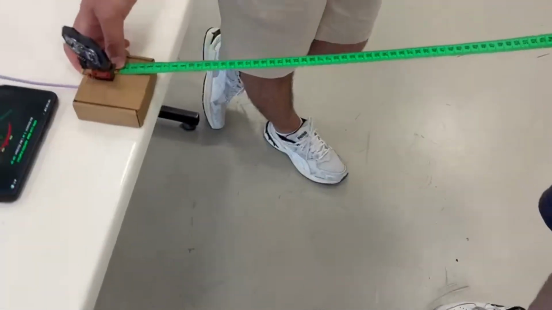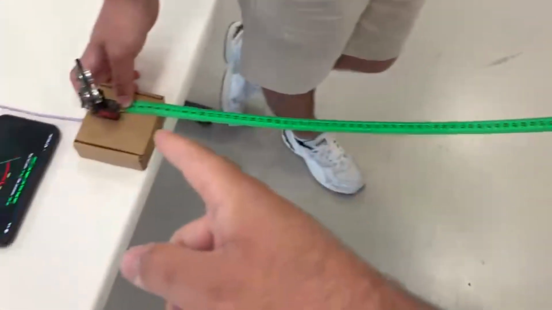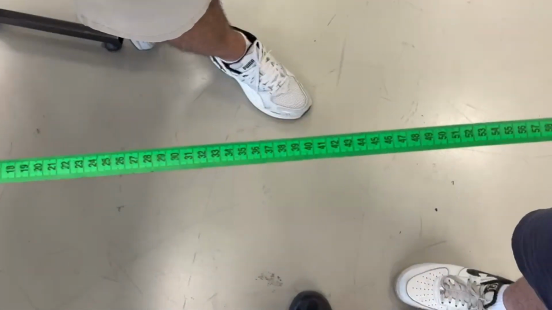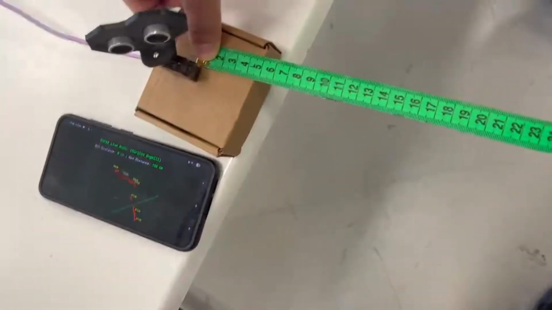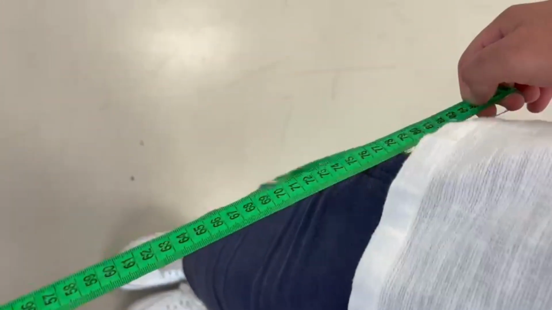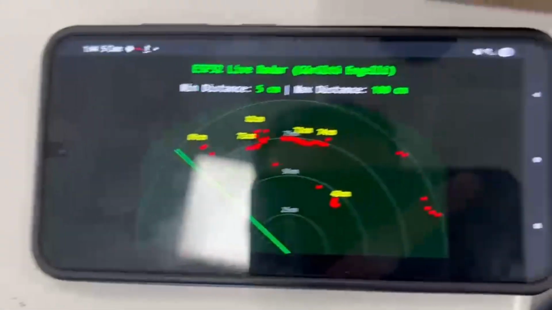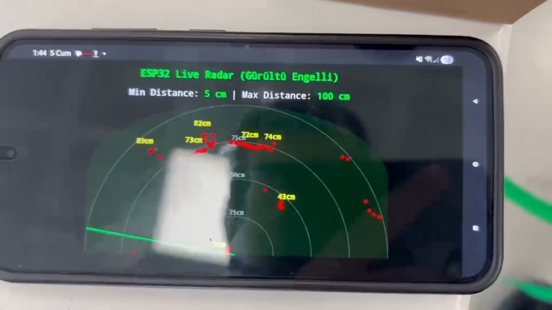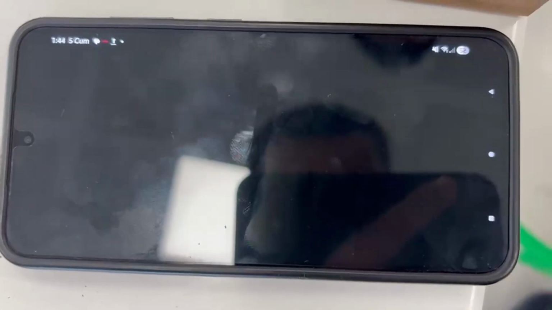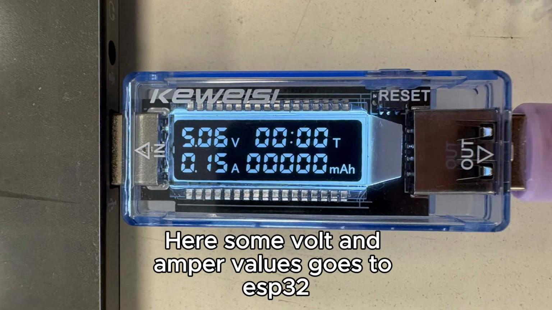Firstly, we measured the distance with tape, as you can see here. The distance from the sensor to the object is approximately 81 centimeters. Yeah, 81 centimeters, and we saw here 82 centimeters as a distance. It goes around about 70 and 80 centimeters.